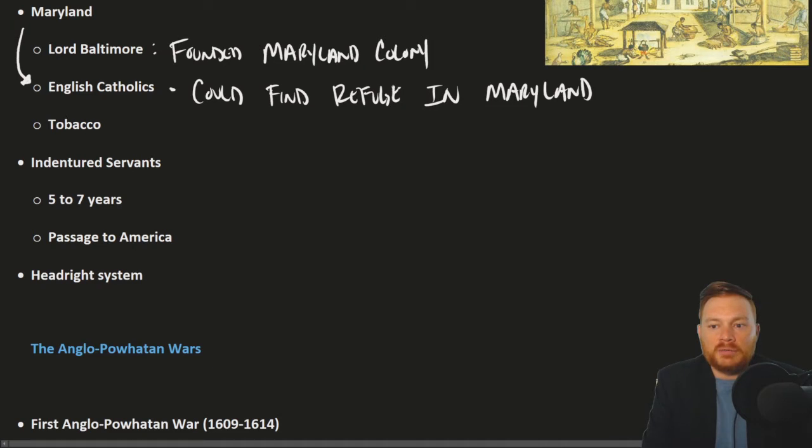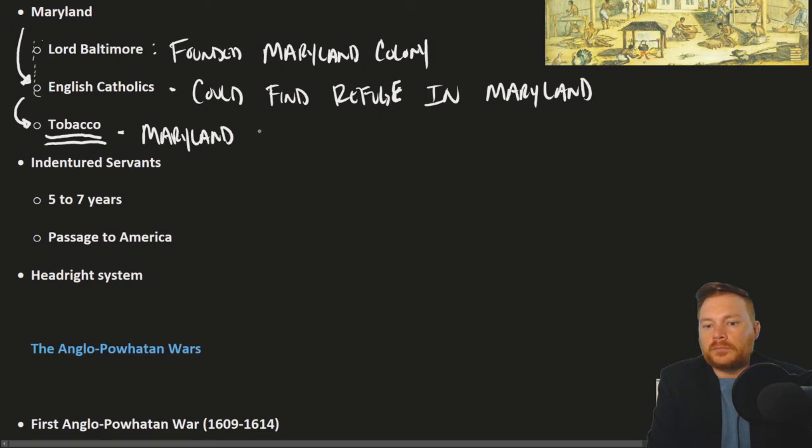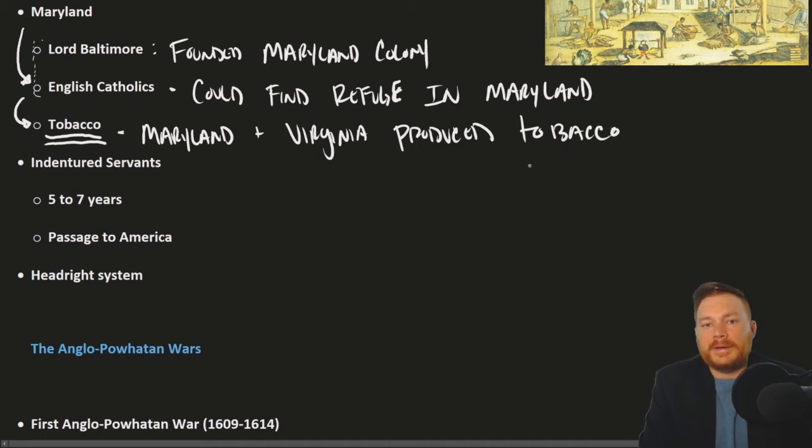What ended up happening, however, is that mostly English Protestants moved to Maryland, and instead of being a colony founded on religious reasons, it gravitated much more towards the growth of tobacco and producing money economically. So at the end of the day, we might say that even though Maryland was initially created as a refuge for English Catholics, Maryland and Virginia produced tobacco, and that became their primary goal and how they fit into the English Empire.